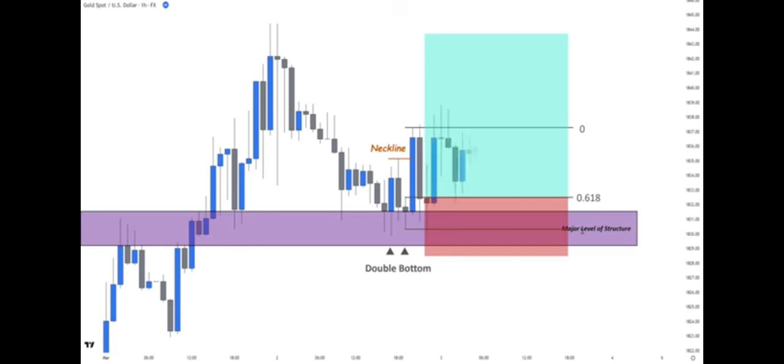Once the trade is active, we manage our position carefully. You can close half of the trade once the price reaches twice your risk, making the trade risk-free. Then, you can close the remaining part when the price reaches the higher time frame supply zone.